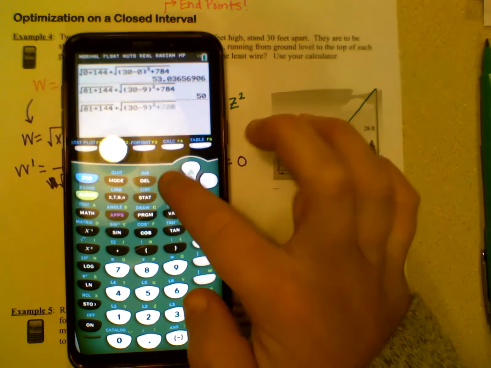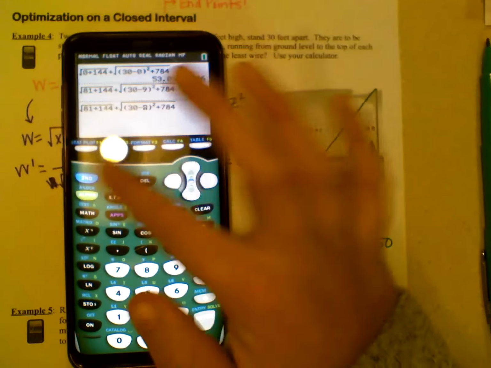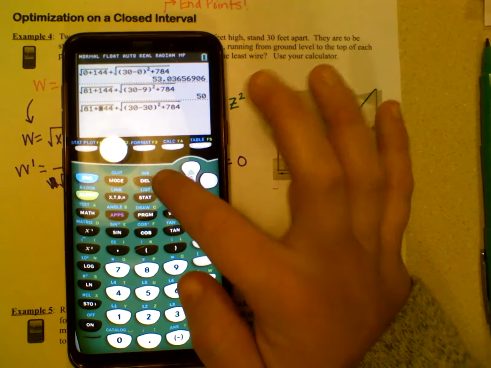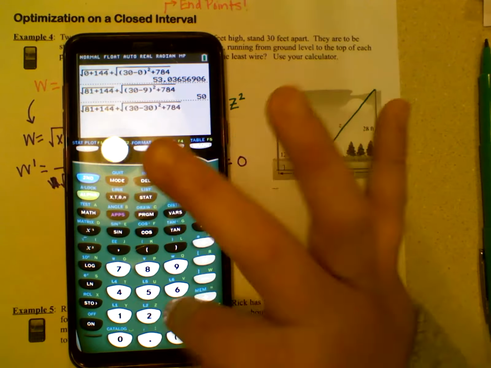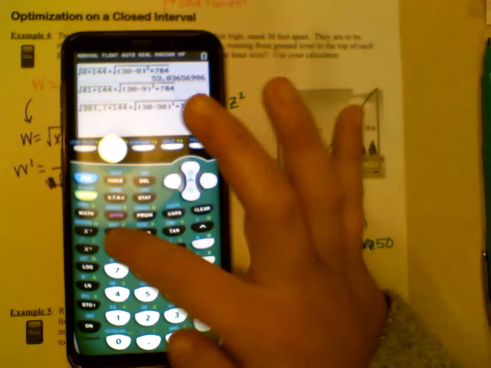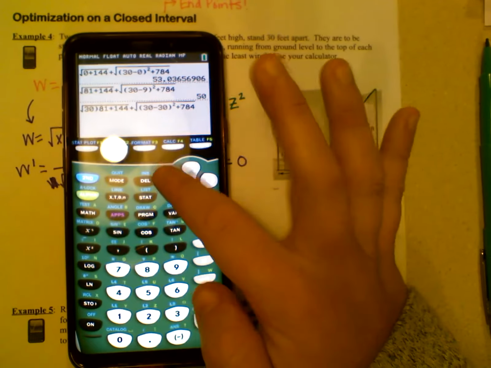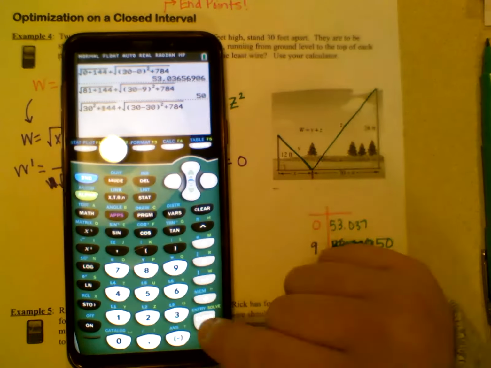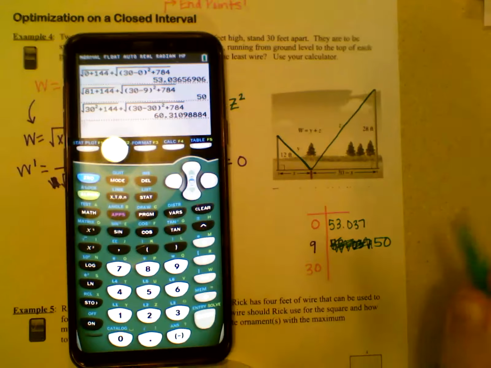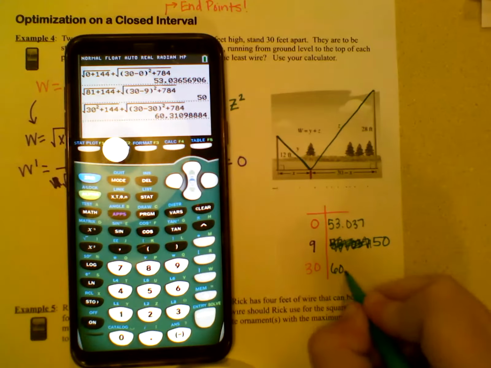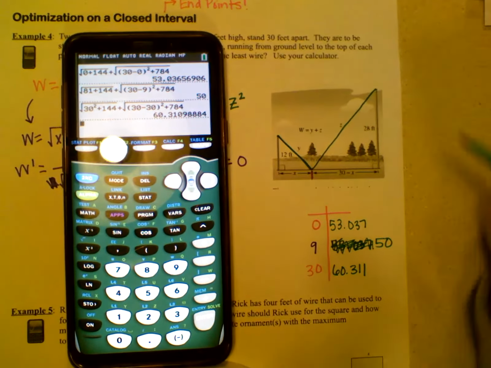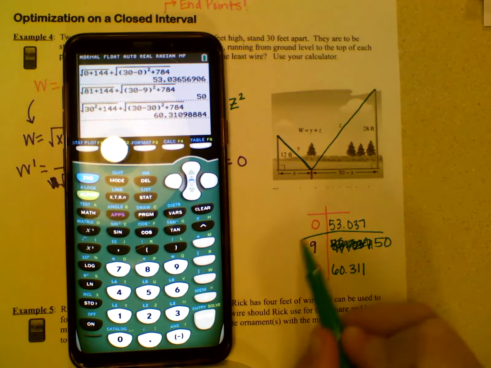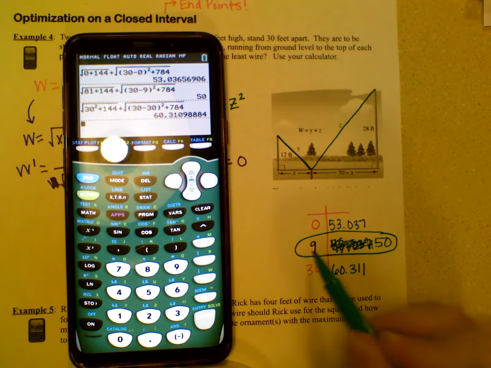And last but not least, putting in 30 because that's what it'll be at the other end. 30 squared. That would be 60.311 feet of rope or wire. And so the minimum amount of wire is if it's at 9 feet.